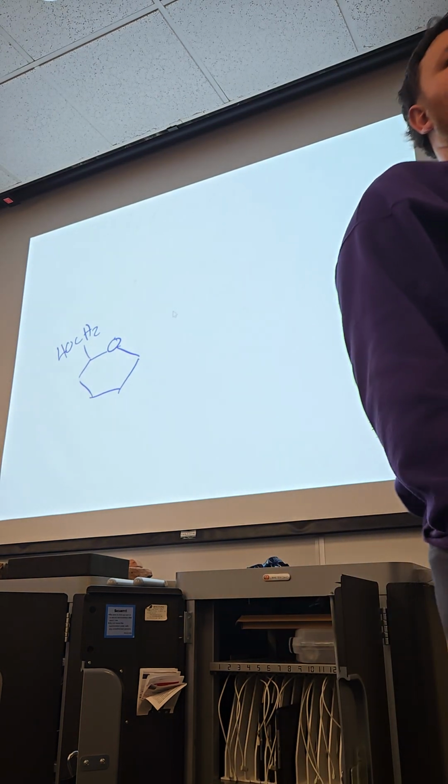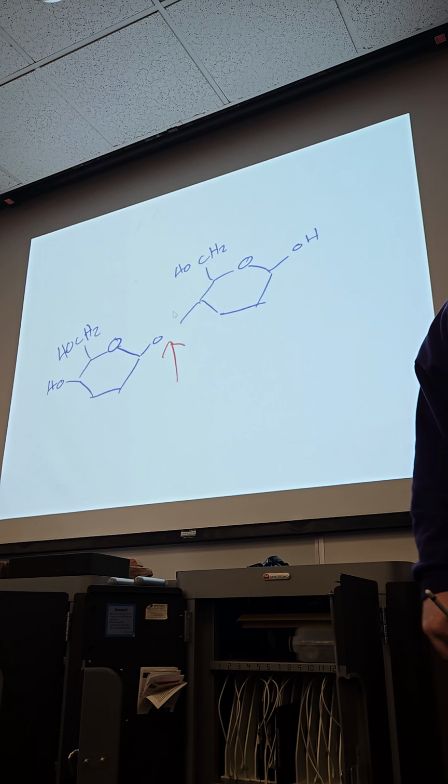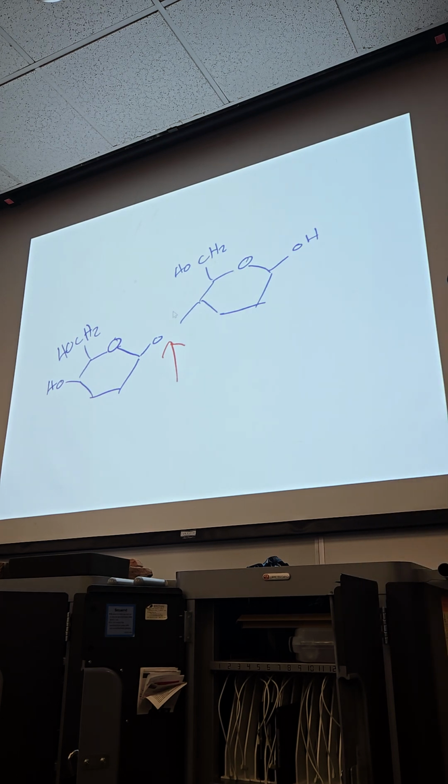Galactose is cis or trans? Cis. Glucose, cis or trans? And what type of linkage is this? A 1,4 glycosidic linkage. This is carbon 1, 2, 3, 4. Carbon 1, 2, 3, 4, 5, 6, right? So it's a 1,4 glycosidic linkage. Okay?